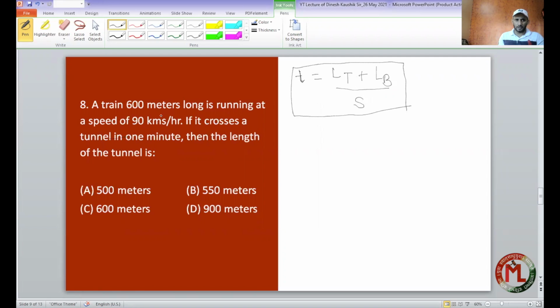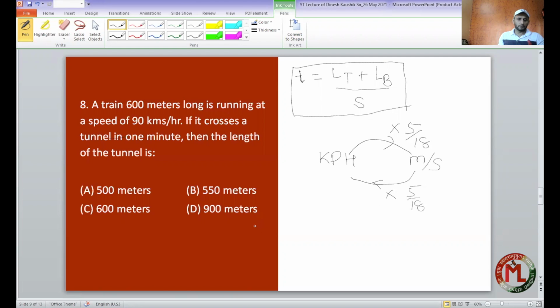But one more thing is here. These lengths are in meters. Lengths are in meters, but speed is in kilometers per hour. So to convert kilometer per hour to meter per second, we have to convert this speed. In that case, what you do? Multiply by 5/18. Reverse of this, meter per second to kilometer per hour, multiply by 18/5.